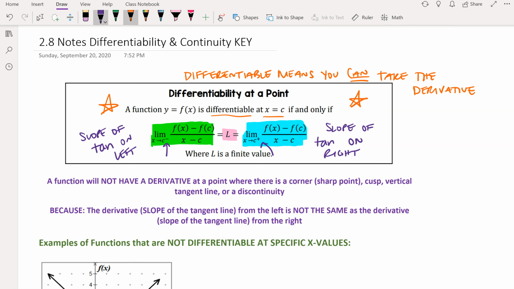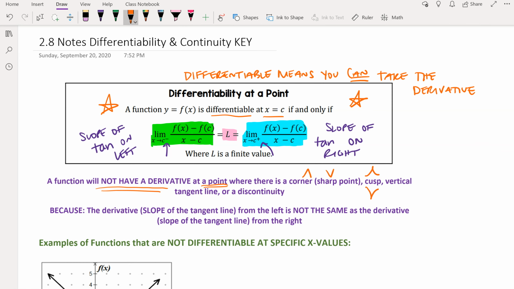All right, and then a function will not have a derivative, so you should write this down. There is no derivative at a point where you have a corner. Here's the times that you have no derivative. When you have a corner, which is the same as a sharp point on your graph, a cusp, and let me draw these actually. Corner looks like this, or like this. A cusp is kind of like a corner, but it's like curvy. Woo, that's a cusp. Could also go this way, right?